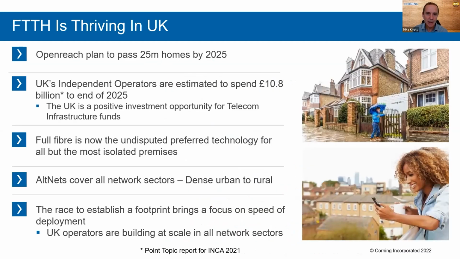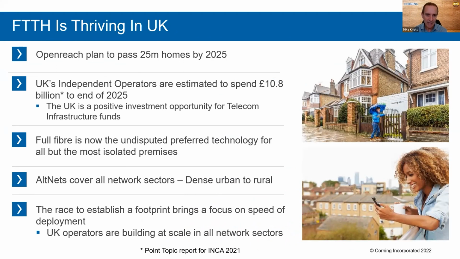If we look at the UK, fibre to the home is definitely thriving in the UK. The UK were fairly slow to catch up compared to other countries, but now things are really happening. Openreach are planning to pass 25 million homes by 2025. They're building 50,000 homes per week at the moment, which is a pretty impressive build rate.